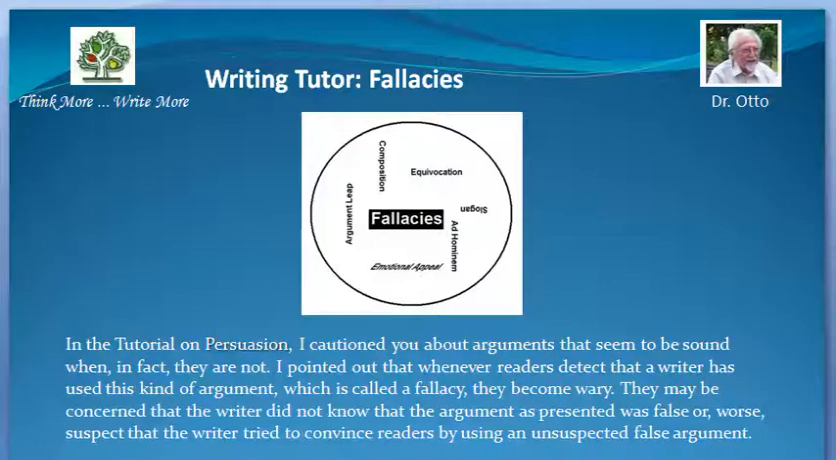In the tutorial on persuasion, I cautioned you about arguments that seem to be sound when, in fact, they are not. I pointed out that whenever readers detect that a writer has used this kind of argument, which is called a fallacy, they become wary. They may be concerned that the writer did not know that the argument as presented was false, or worse, suspect that the writer tried to convince readers by using an unsuspected false argument. The following fallacies are some of the more commonly used fallacies.